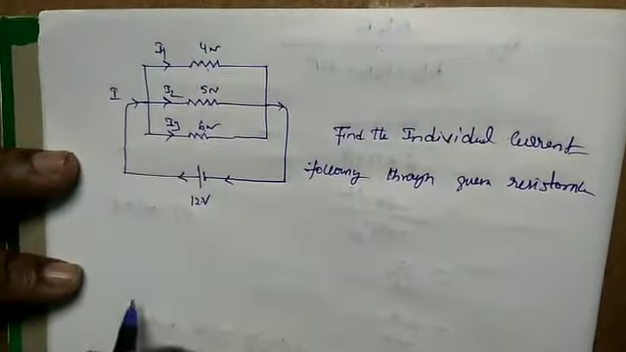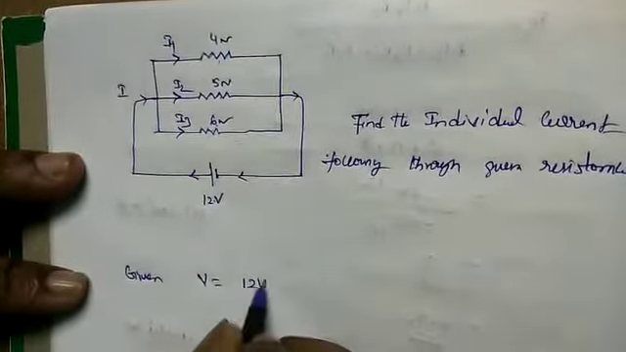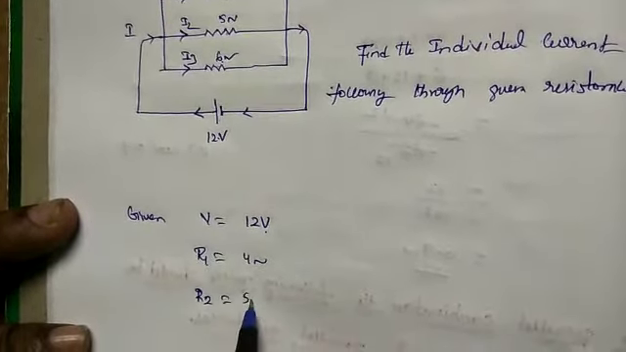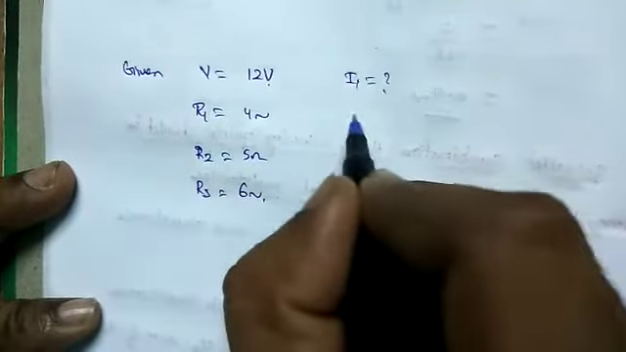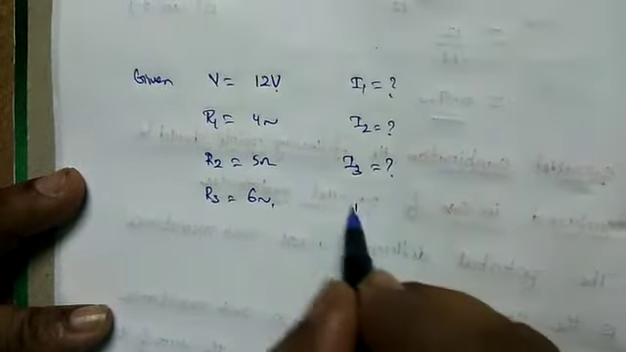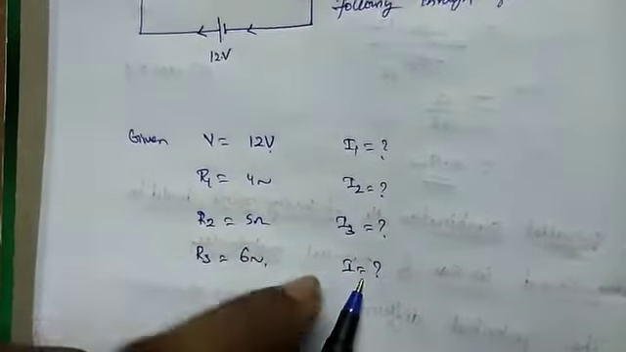Okay, that means given V is equal to 12 volts, R1 is equal to 4 ohms, R2 is equal to 5 ohms, and R3 is equal to 6 ohms. So we have to find I1, I2, I3 and I also. When we get I, then we can find I1, I2, I3. If we go for I1, I2, I3, then we can find I.